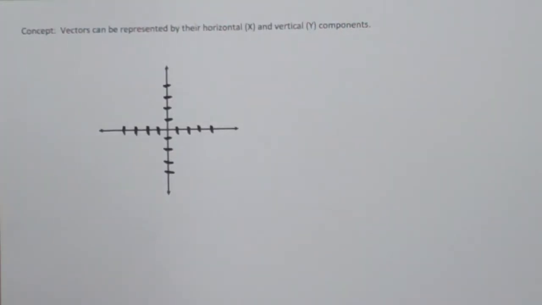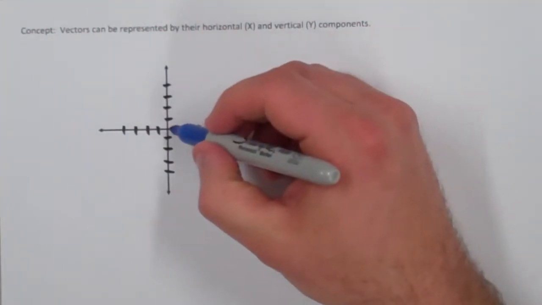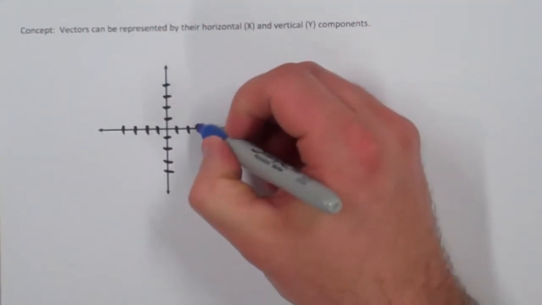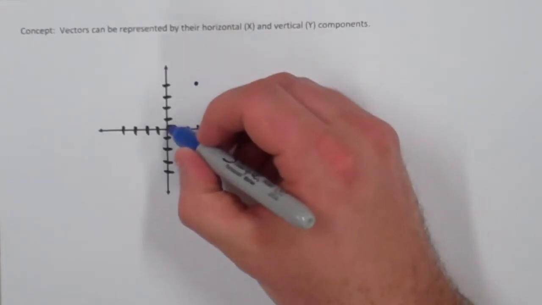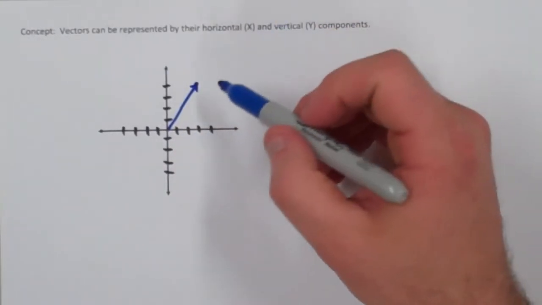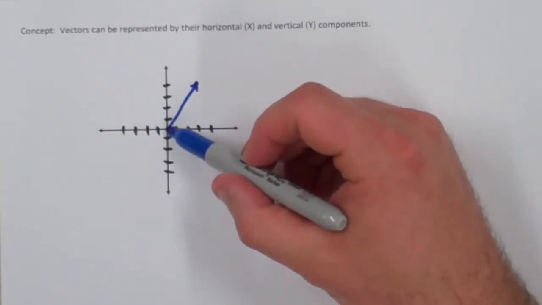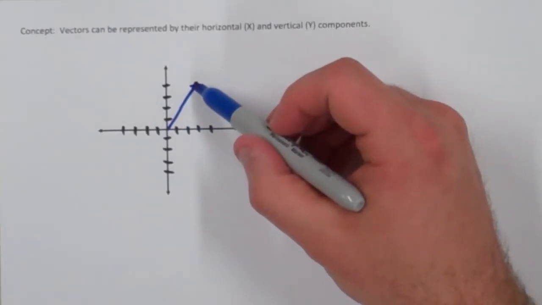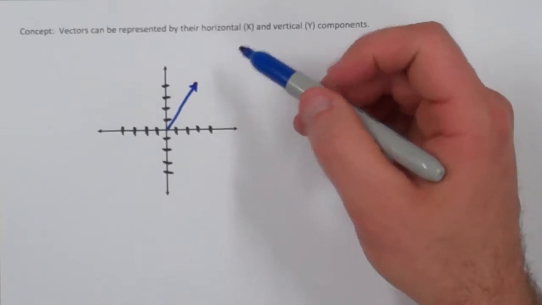And we're going to draw a vector in standard position, and I think I'd like this to be maybe right 3 and up 4. So let's put a point here at 3, 4. So we could say that the initial point is at 0, 0, and the terminal point is at 3, 4.